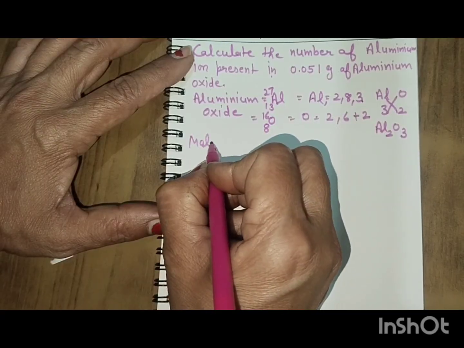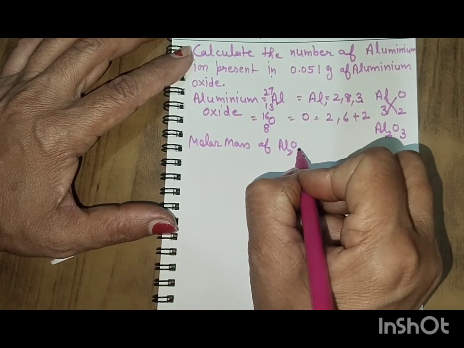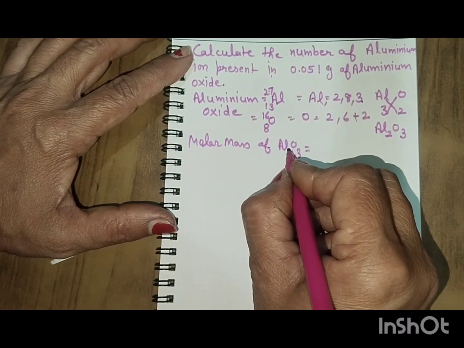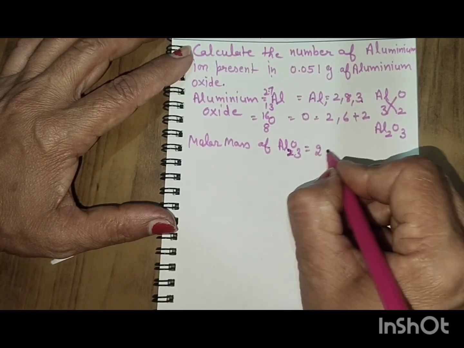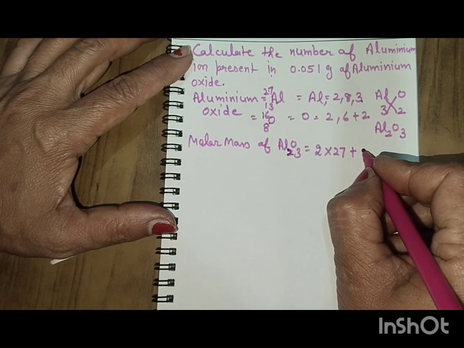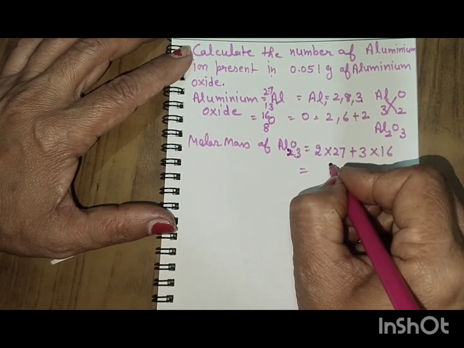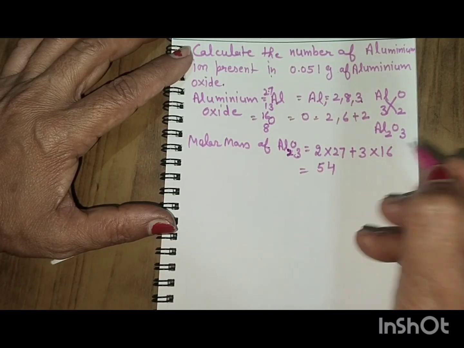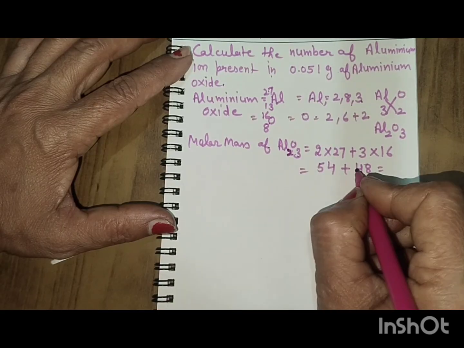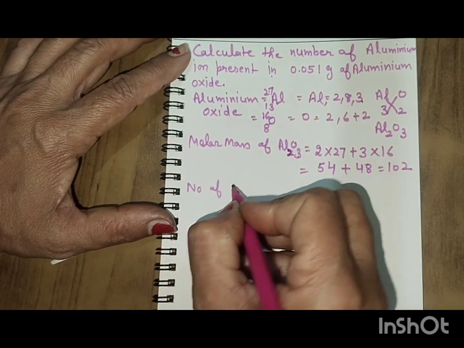Now the molar mass. Molar mass of Al2O3 is equal to: aluminium mass number is 27, but here aluminium ions are 2, so 2 into 27, and oxygen mass number is 16, and here oxygen ions are 3, so 3 into 16. 2 into 27 is 54, plus 3 into 16 is 48. It will become 102.